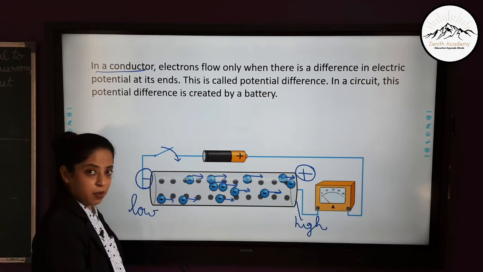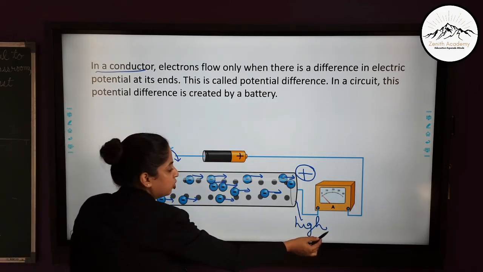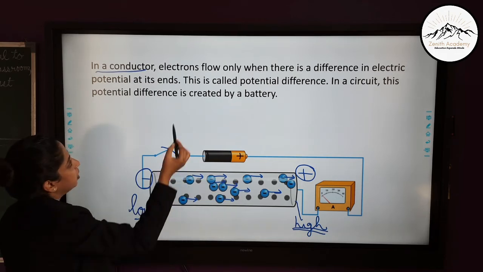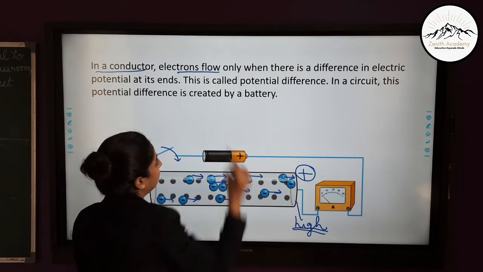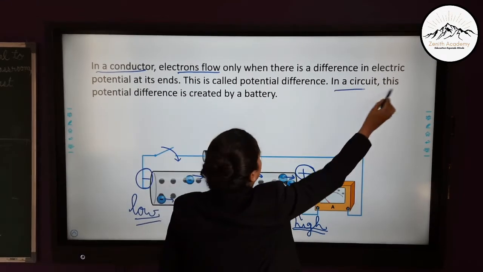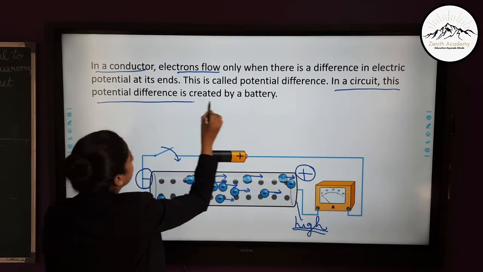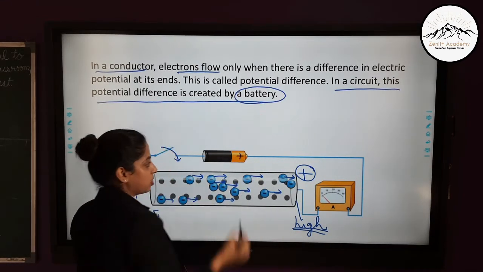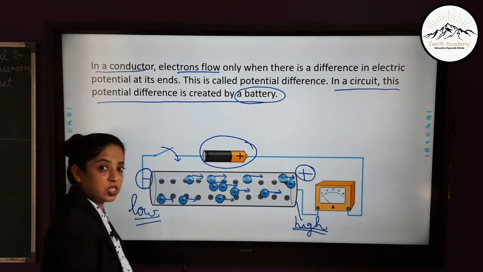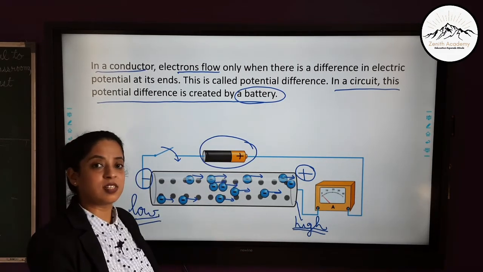Earlier both were at the same potential, but now since we have changed the potential across the ends, only then will the electrons start flowing. Now this is called potential difference, and in a circuit this potential difference is created by a battery or a cell. So when we connected a battery or a cell, only then was this potential difference created and the electrons started moving.